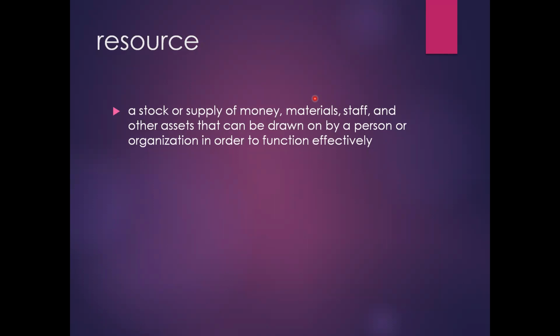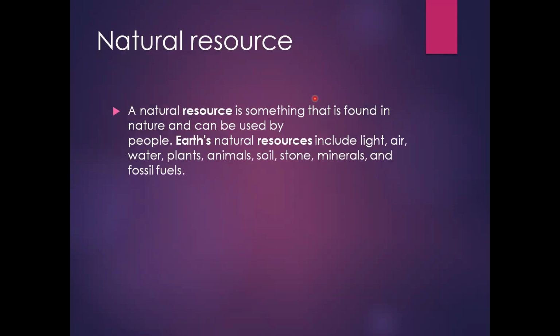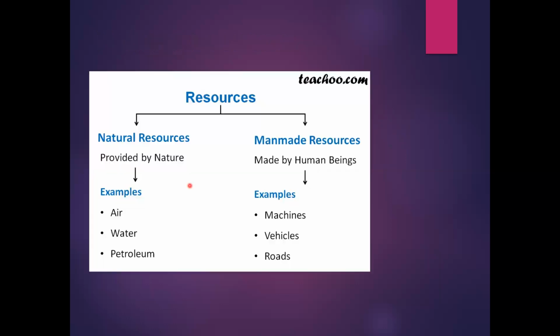And if we talk about our earth, we will say natural resource, because whatever the earth is providing us will be called natural resource. And natural resources include light, air, water, plants, animals, soil, stone, minerals, fossil fuels, and so on. We know that Earth provides a huge amount of different types of materials to us. These are materials we use in our daily lives to make our lives easier and comfortable, and we will call all these things resources.